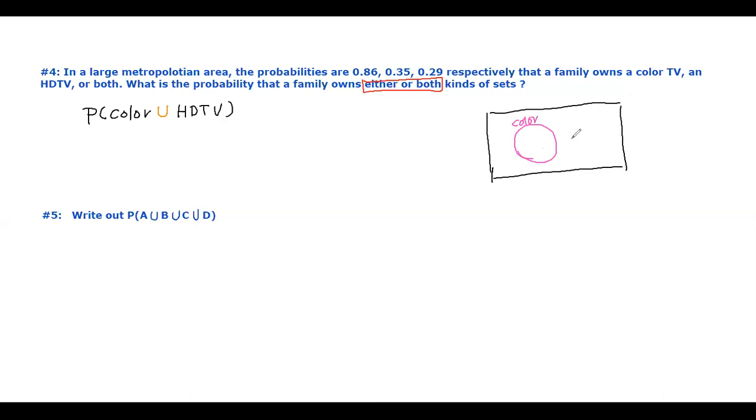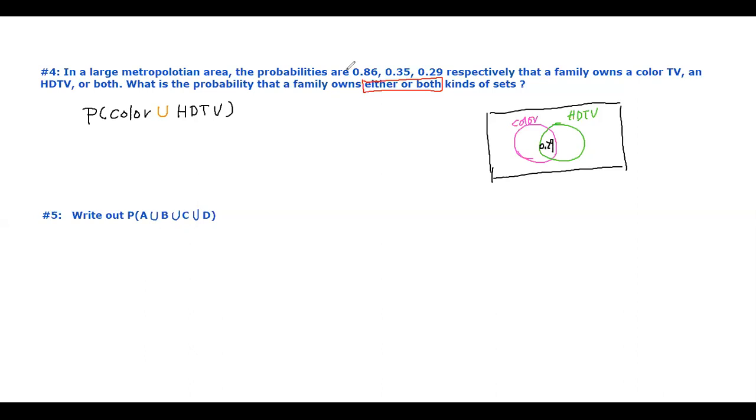And then here, this is HDTVs, right? From the previous video, we said we always start with the smallest part in the Venn diagram, so we can gradually fill it in. So here, you see, the both is 0.29. So I know this area is 0.29, correct? Right, so this area is 0.29.